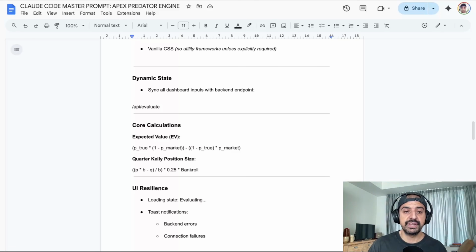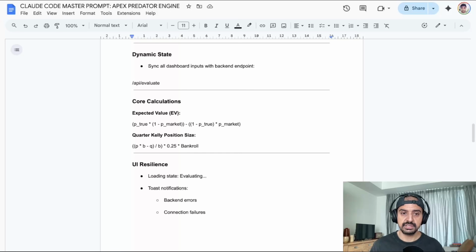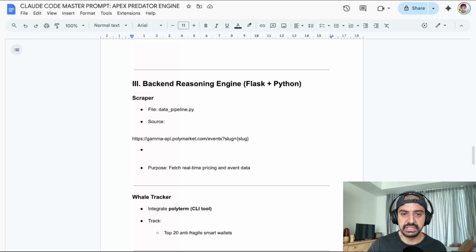The most important part of this is going to be the core calculations, right? So the expected value, the quarter Kelly position size. So we're not using full Kelly, we're using quarter Kelly, which is 25% of your bankroll. And this is all the backend reasoning, right? So this is built on Flask, which is a server, and Python, which is just a programming language. This is for all the data pipelining, all the ingesting.